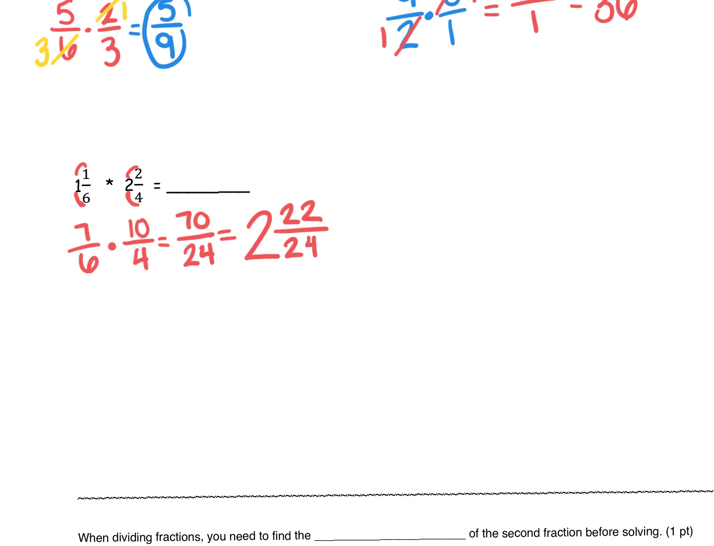But if we look at that, 22 and 24 are both divisible by 2, so we have to keep simplifying. We get 2 and 11/12 when we divide that fraction by 2.